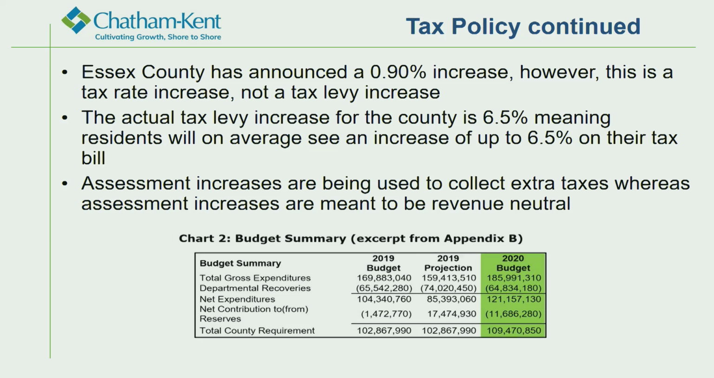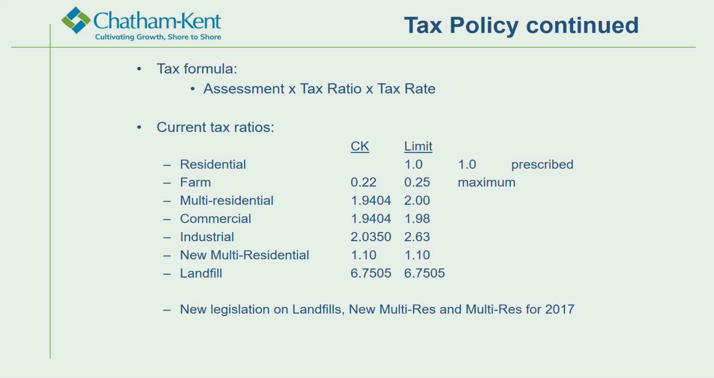In order to determine what property class pays for what proportion of the tax levy, the assessment for each of the classes is multiplied by the tax ratio and then by the residential tax rate. In Chatham-Kent, multi-res, commercial, and industrial properties pay approximately twice the amount per dollar of assessment as residential properties pay.